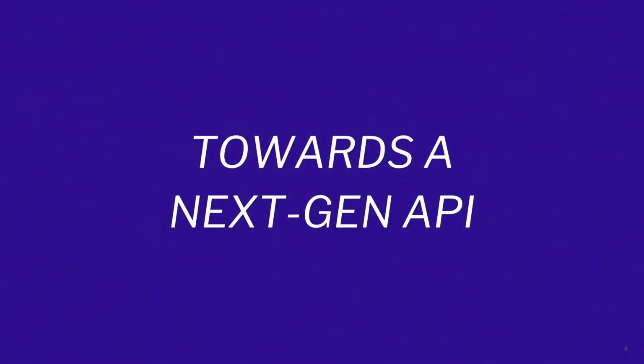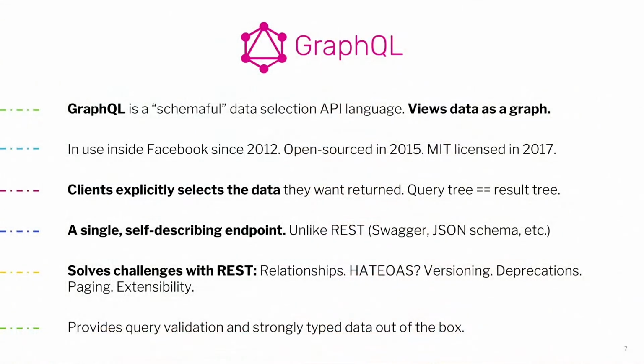Thanks, EG. So walking towards the next gen API, as EG was saying, we base it on GraphQL, right? For those of you that aren't as familiar with GraphQL, it's what we're calling a schemaful data selection API. It basically views all data that you're querying as a graph. It's about the data entities and the relationship between those entities encoded as a query language. It's been in use inside Facebook since 2012, open sourced in 2015, and had an MIT license applied in 2017.